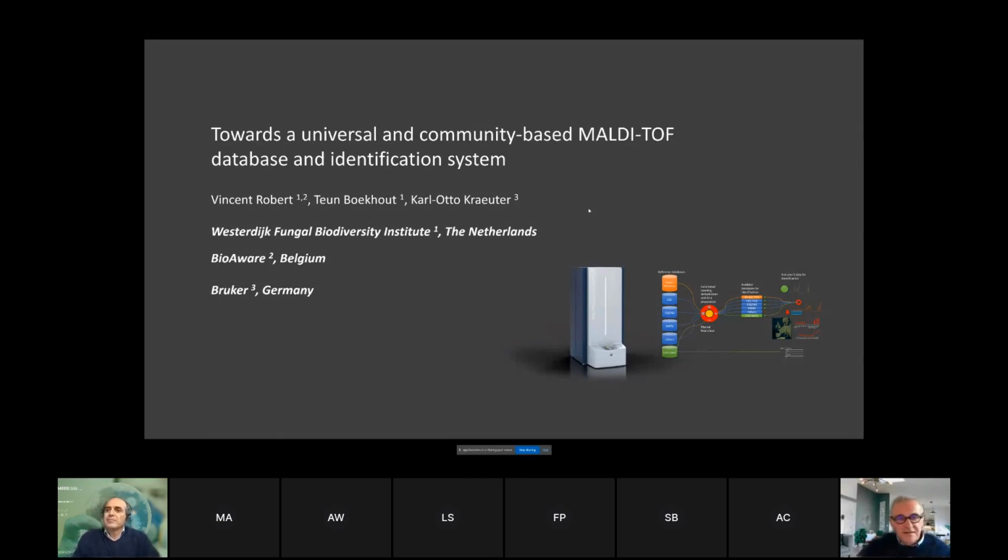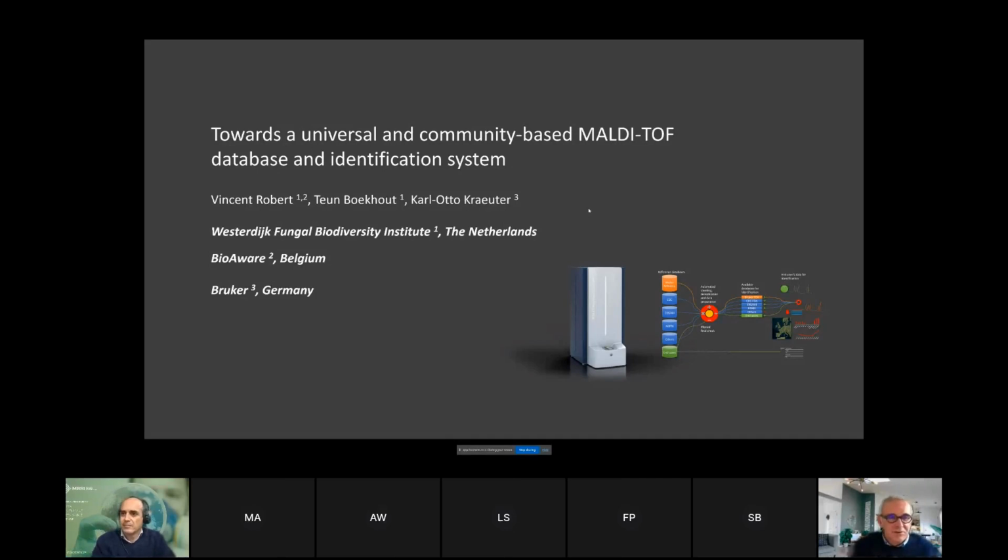So the title here is a bit optimistic: towards a universal and community-based MALDI-TOF database and identification system. Universal is probably too much, but that's the final goal, maybe.